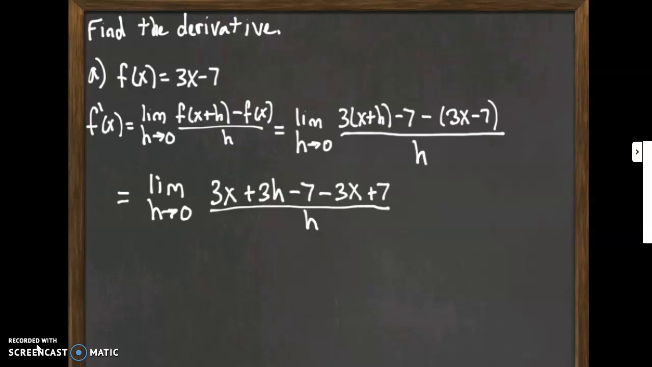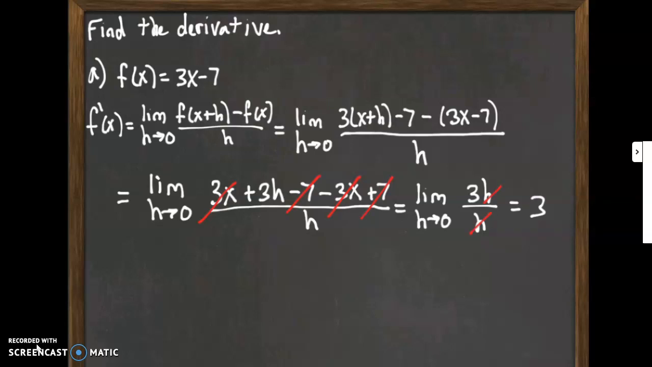And then, as should happen at some point in a lot of these problems, a lot of stuff will go away. The 3x's will cancel out. The 7's will cancel out. And so now we're left with just 3h in the top and an h in the bottom. So I'm going to write that out here for clarity. The h's, of course, now will finally cancel out, getting rid of the 0 over 0 problem, leaving us with just a limit of the constant 3, which we know is just 3.